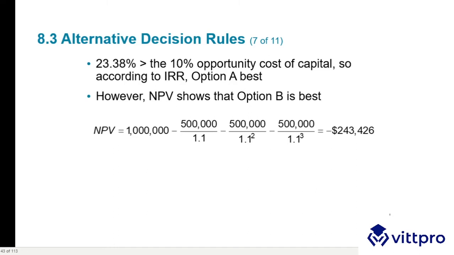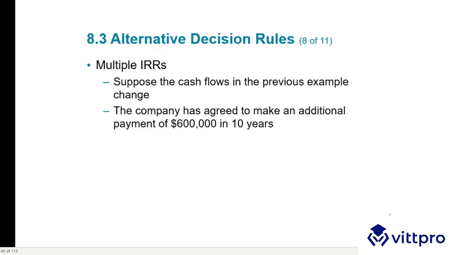Even if you see logically, $500,000 if you receive in 3 years, their present value is 1.24 million, and if you accept $1 million now, you will lose $1.2 million, right? Obviously use option B. And then there are multiple IRRs.